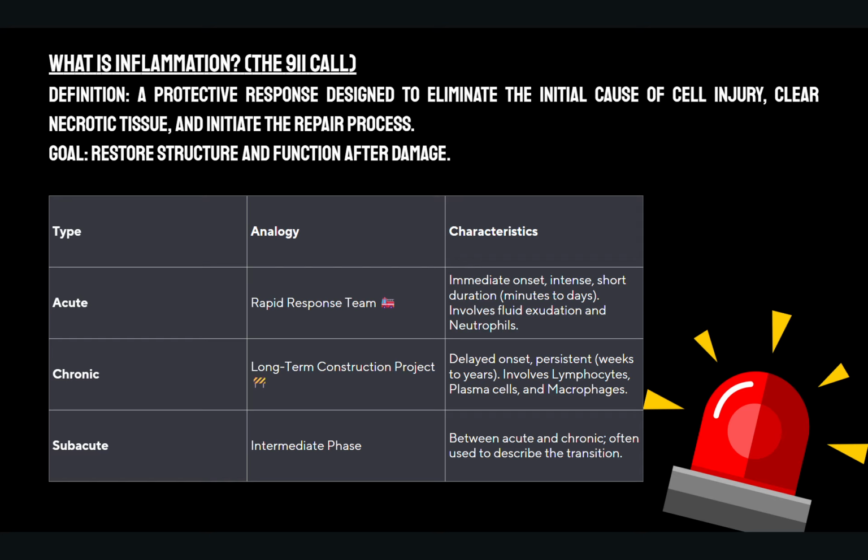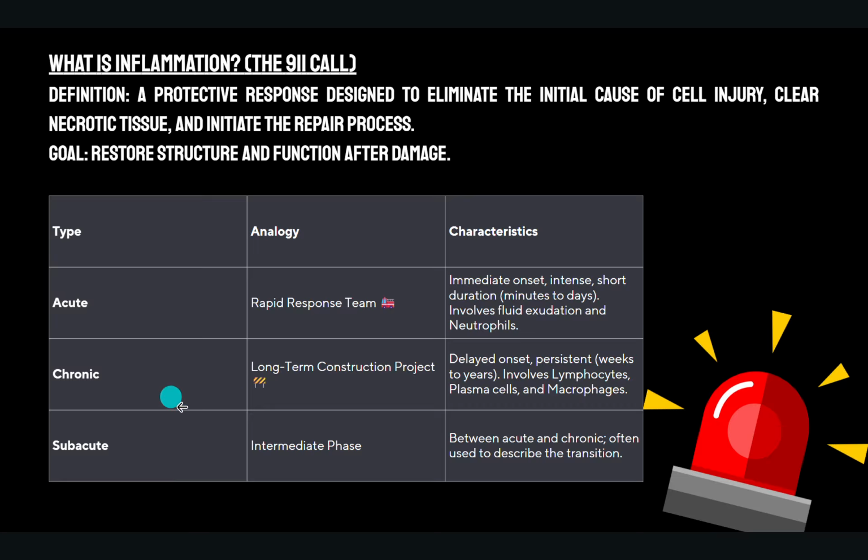Look at the table on the slide summarizing two main types of inflammation. Acute inflammation, this is over here, it's a rapid response team. It's immediate, intense, and short lived, minutes to days. Think of fire trucks and hazmat crews arriving on scene fast. The primary worker here is the neutrophil.